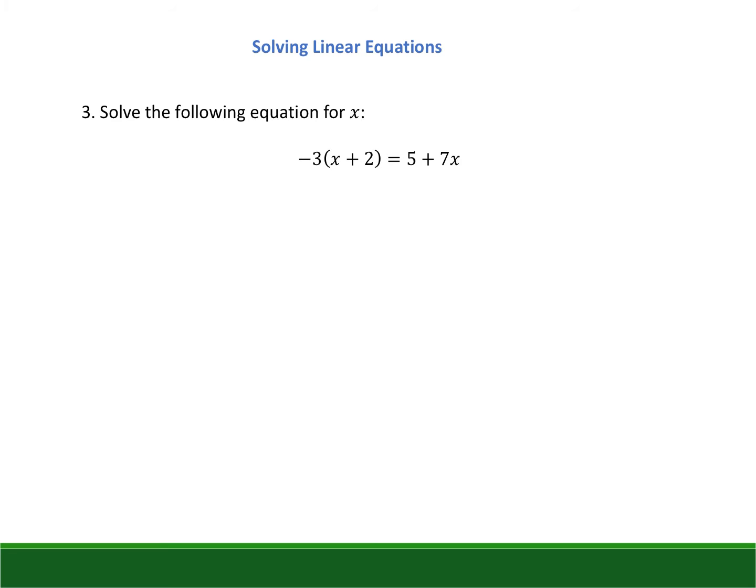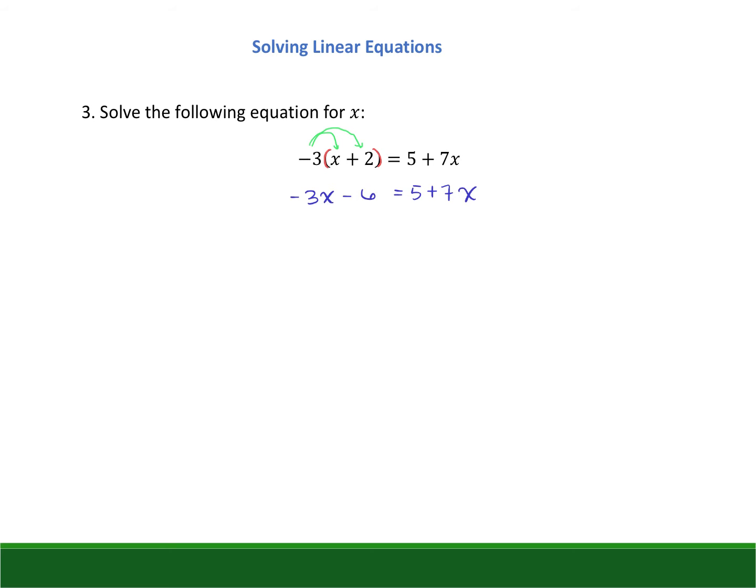Let's solve the following equation for x. So anytime that you see a term like -3 times the quantity x plus 2, that means we have to take that -3 and distribute or multiply it to every single term inside those parentheses. So if we do that, -3 times x is -3x, -3 times +2 is -6, and then let's just bring down the right-hand side of the equation.